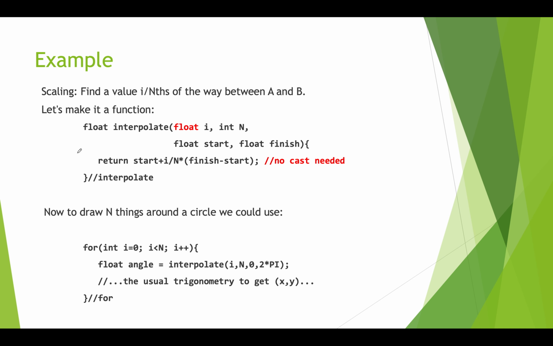So now we can actually use this function. If we wanted to draw n things around a circle, then we could have a loop here that goes from 0 to n, and we can calculate the angle around the circle, and we can call our interpolate function with different values of i. The end of that source range is always n, and our destination range is from 0 to 2 pi. So 0 is the start, 2 pi is the finish. And then there's some usual trigonometry that would actually use this angle to draw whatever we wanted to do. So this does this whole calculation for us inside of a function.